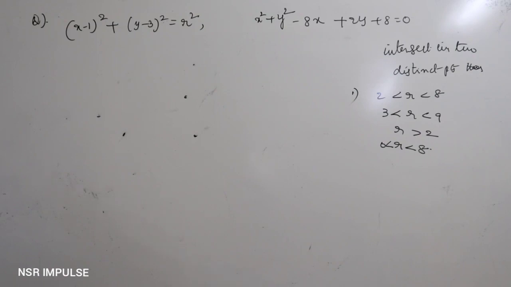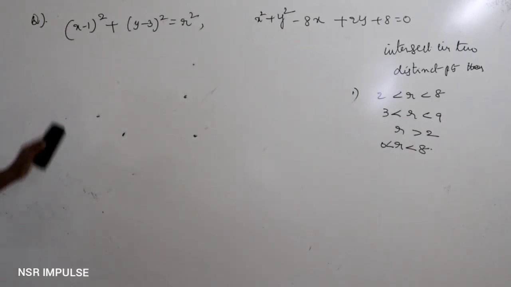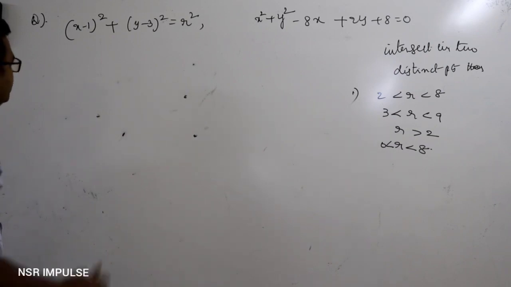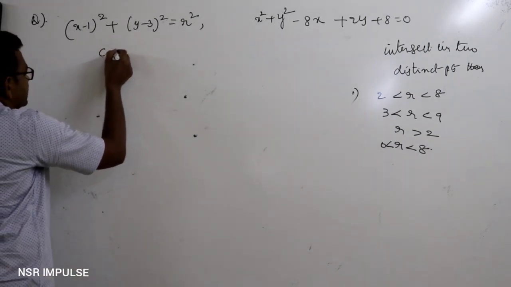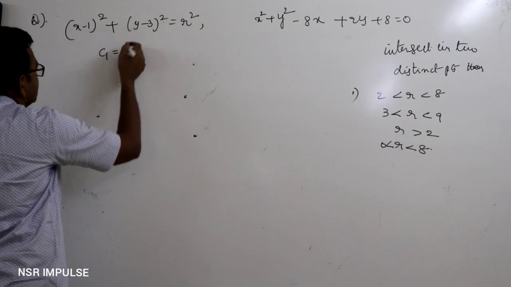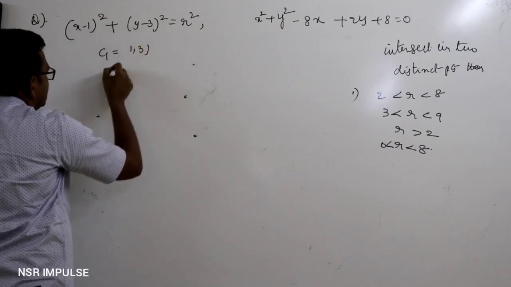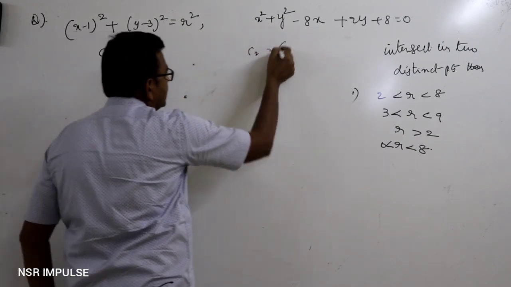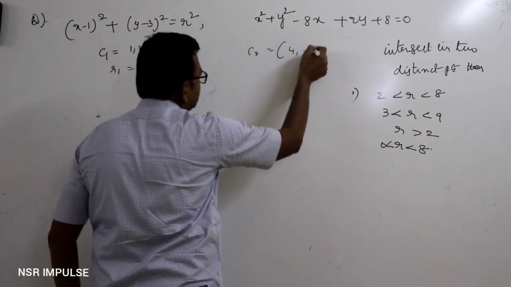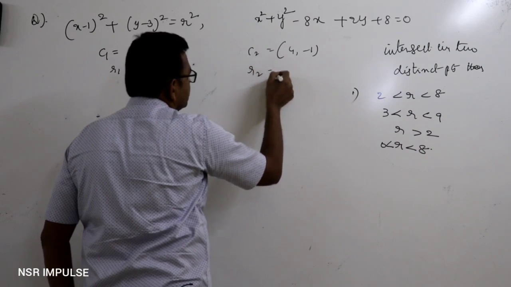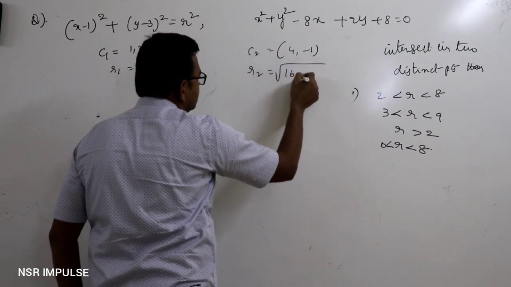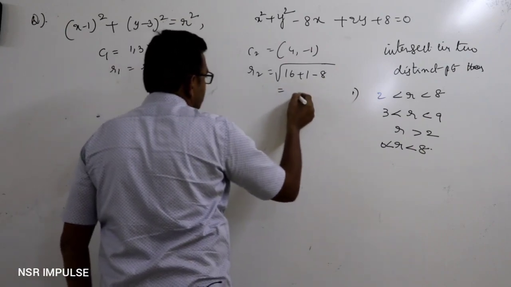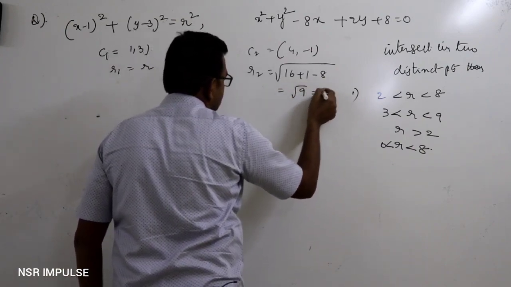Circles. The circles intersect in two distinct points. Center of circle 1 is (1, 3), and R1 is r. Center of circle 2 is (-g, -f) = (-4, -1), and R2 equals root of 16 plus 1 minus 8, that is equal to 9. Root 9, that is 3.